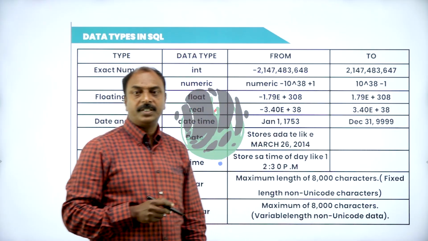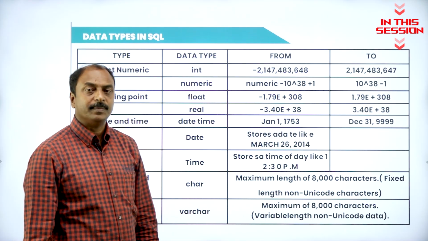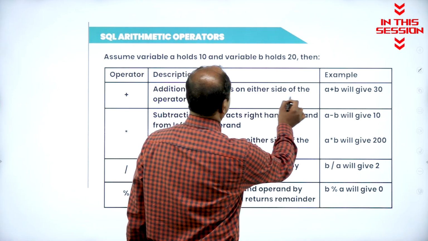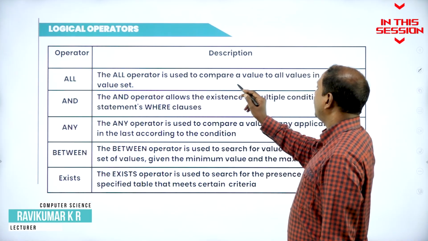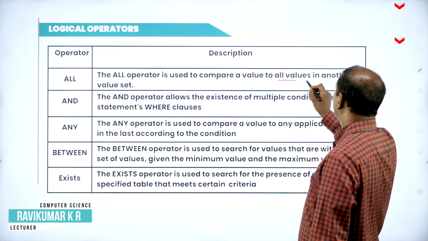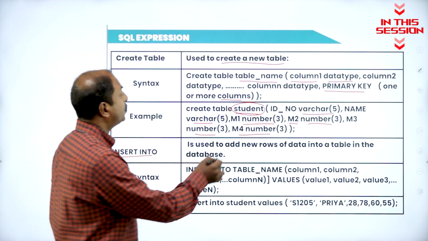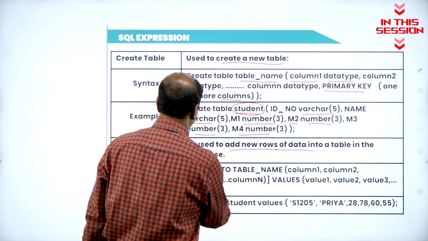This is the range of integer values. So it is used to store negative as well as positive numbers. Addition operation, it adds the values on either side of the operator. The ALL operator is used to compare a value to all values in another value set. So INSERT INTO is used to add a new row of data into a table in the database.